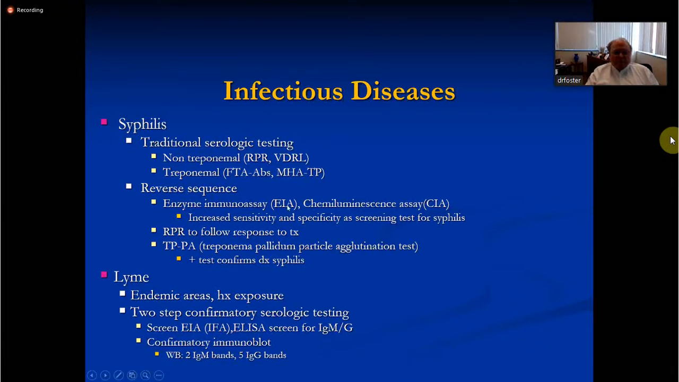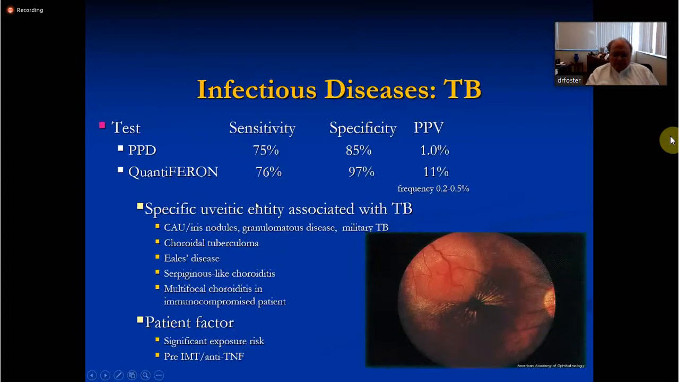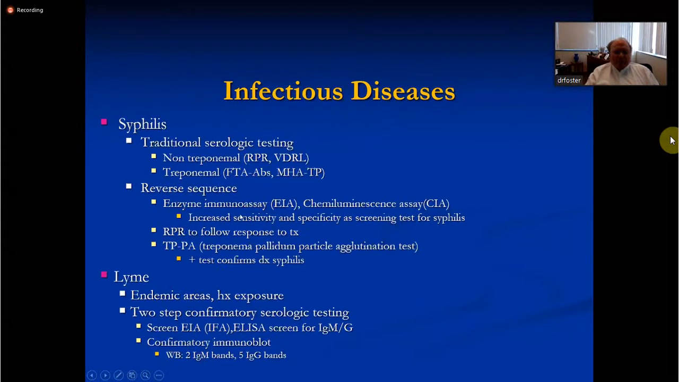Other things can be done to dig deeper. Getting enzyme immunoassays performed can be done. And the RPR should be followed as well as the MHATP or TPA in response to the therapy for syphilis.